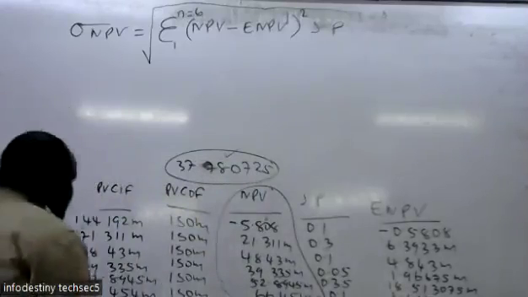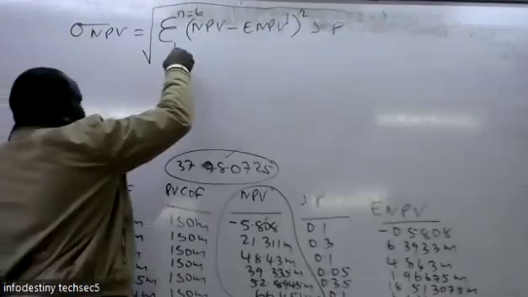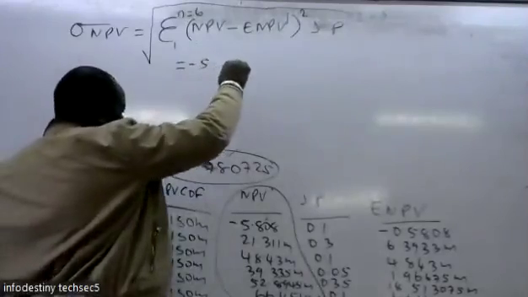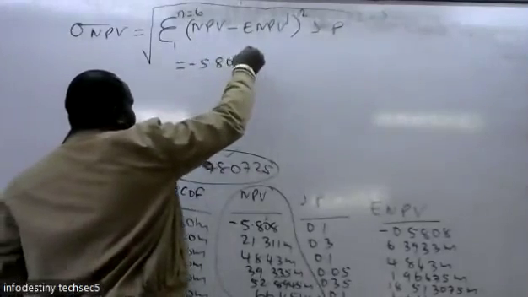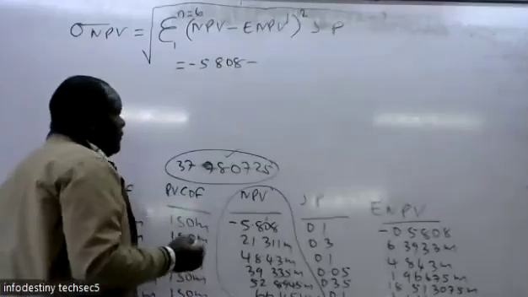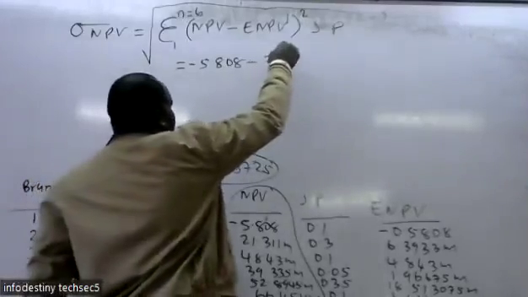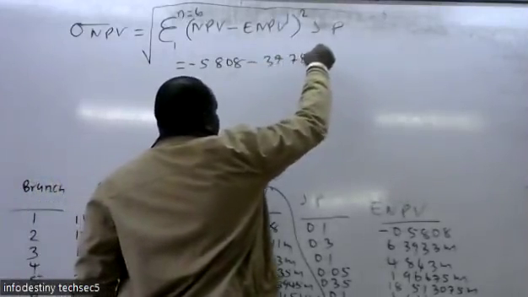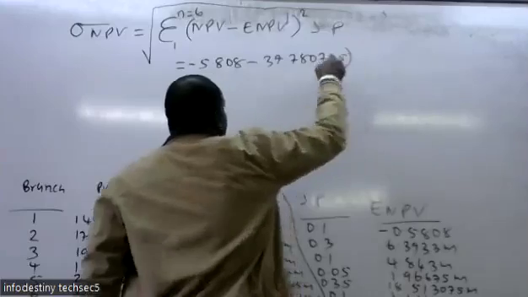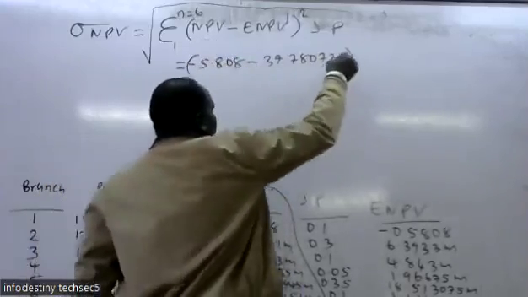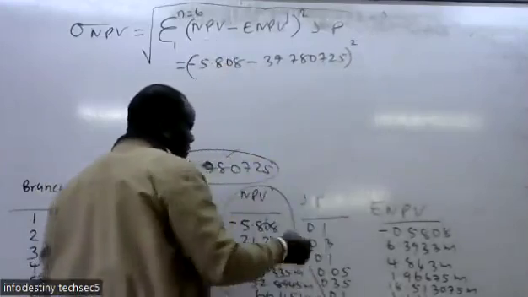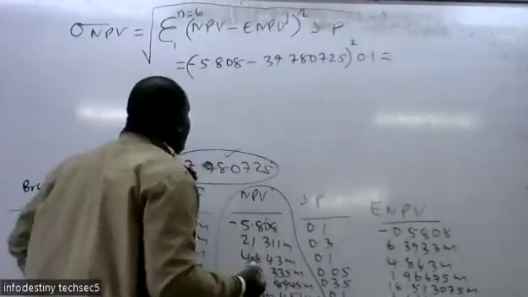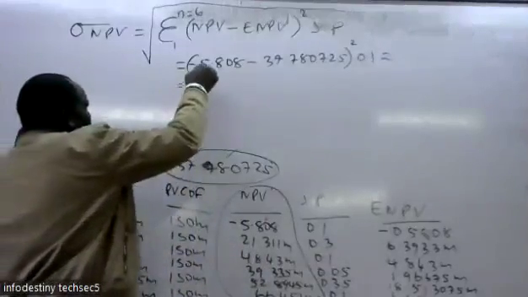So your first branch, you take negative 5.808. This was the first NPV. Subtract 37.780725. So that part you square. So joint probability for the first branch was 0.1. So get that figure. We go to the second branch.